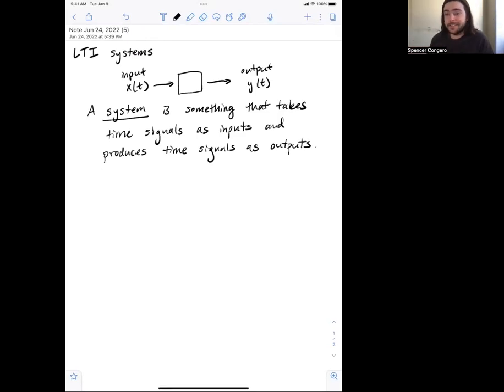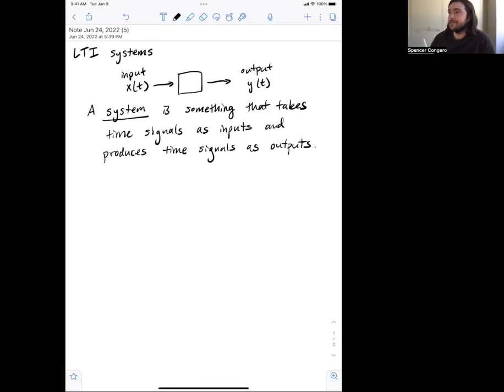So is an RLC circuit a system? Well, definitely. You put a time signal in and it goes through the system, and maybe you put it in as a voltage source, and then you read the voltage across some component in your circuit, and you get a time signal as an output. So an RLC circuit is certainly a system. What else would be a system? Really any circuit, whether it's RLC or not, is definitely a system, if you put in some time signal and you get out some time signal by whatever means.